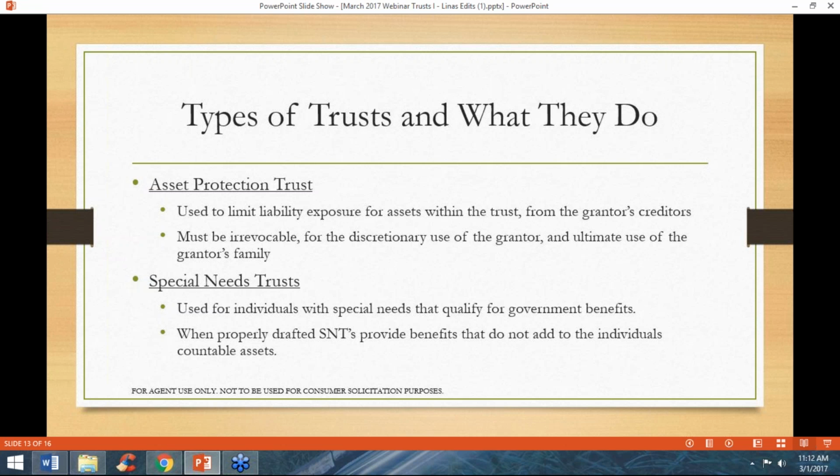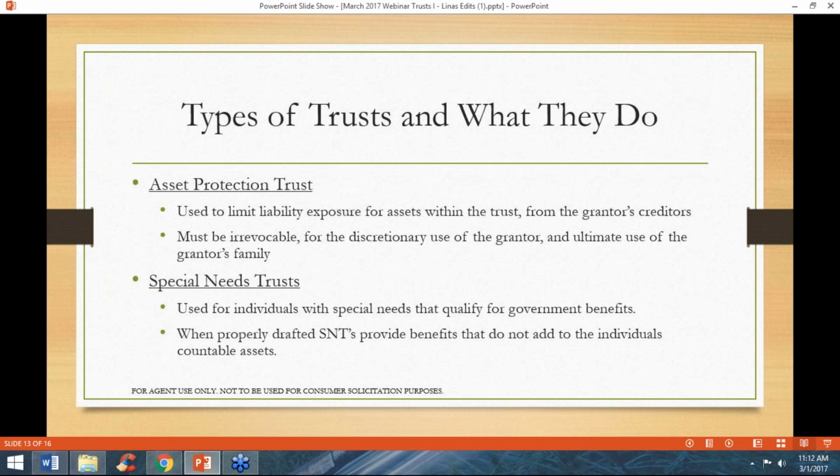Asset protection trusts are used by individuals to shield assets from creditors. The effectiveness and rules regarding asset protection trusts vary by state, but they must be irrevocable for the discretionary use of the grantor and for the ultimate benefit of the grantor's family.